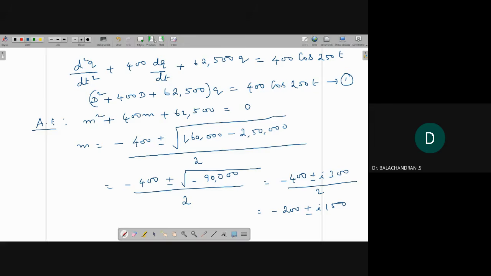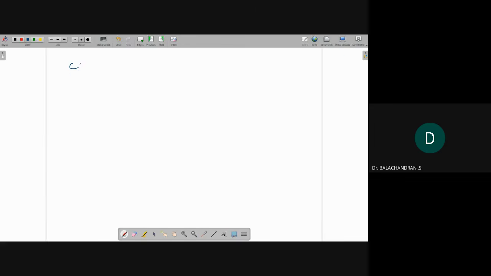Now the complementary function is equal to e power minus 200t into C1 cos 150t plus C2 sine 150t. So this is the complementary function.